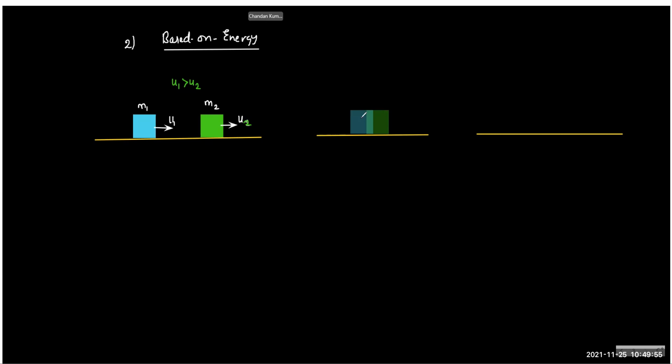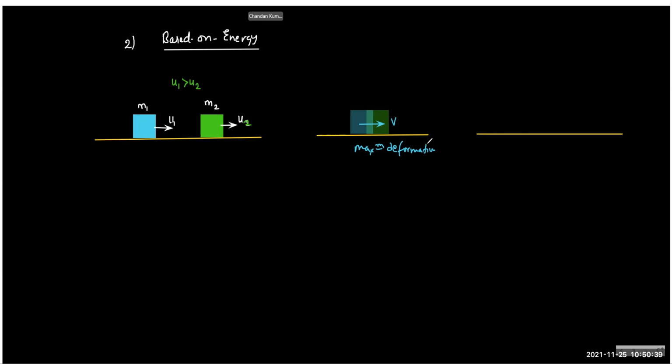So from the moment they are about to hit, and when they hit and get compressed, this is the situation called maximum deformation. And maximum deformation is a state at which, no matter what type of collision you may call it, both will move with the same velocity. So let's call it V. We don't know what V is, but whatever it is, it must be the same for both.